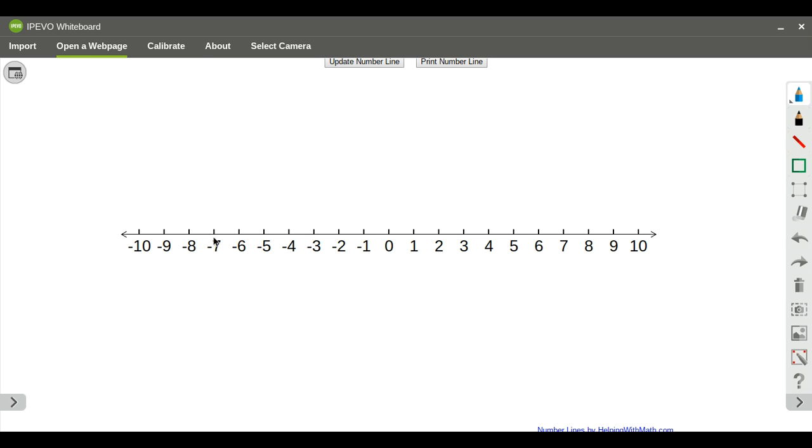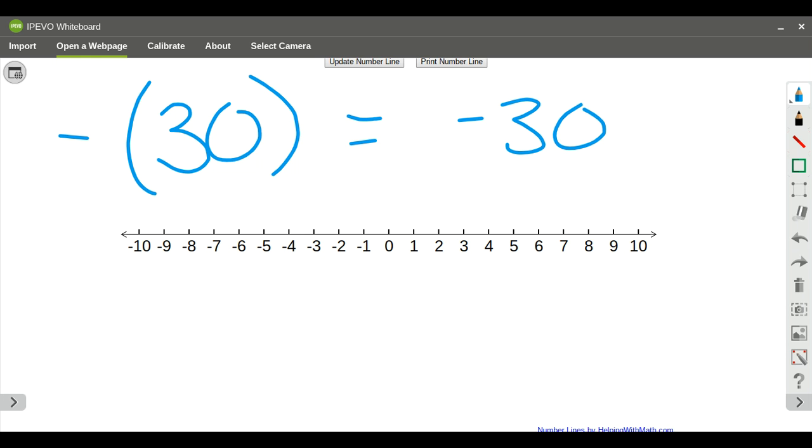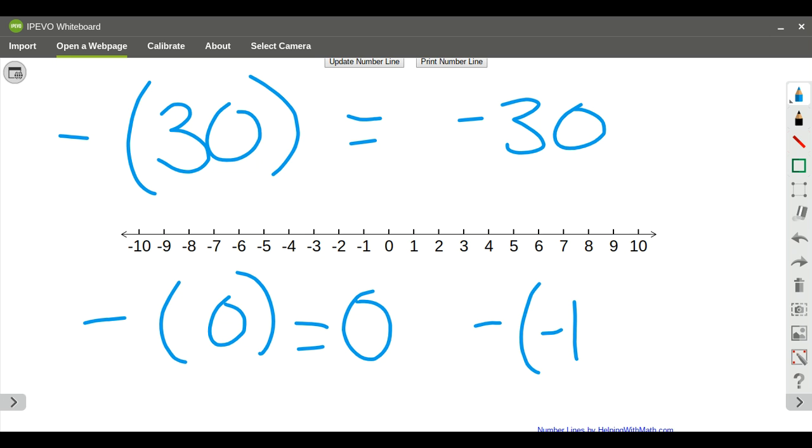Okay, if I have 30, I'm looking for the opposite of 30. The opposite of 30 is going to be negative 30. If I have the opposite of 0, well, 0 is a neutral number. It's neither positive nor negative. It's also the same distance apart. The opposite of 0 is going to be 0. And then if I have the opposite of negative 16, remember that's what this notation means, the opposite of negative 16 is going to be 16.